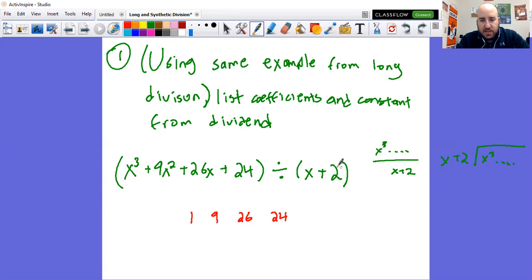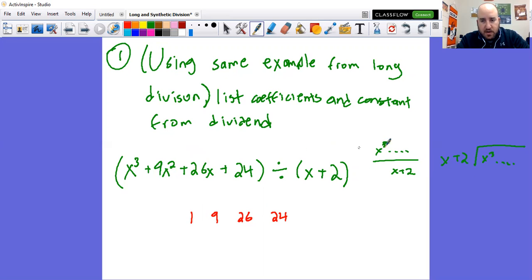With synthetic division, we can start with any of the 3, because the way we do synthetic division, as y'all see, it doesn't look like any of these. So whatever way it's presented to you, you're going to list the coefficients and constant from the dividend. Again, the dividend is the thing you're dividing into.